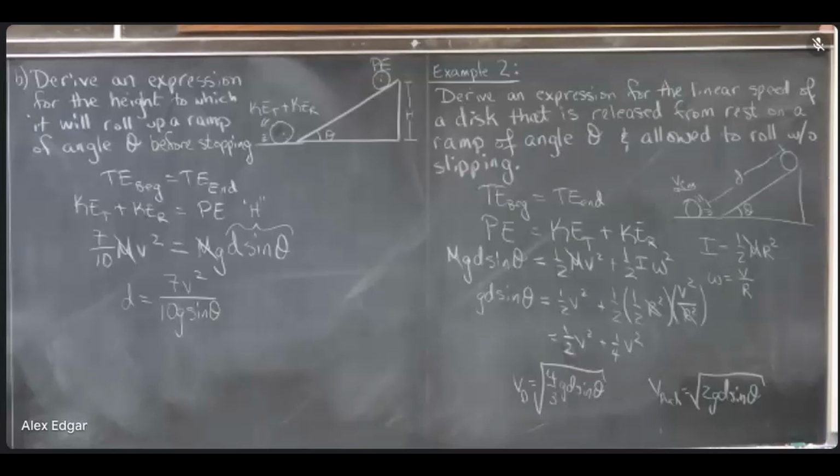So it will look like it's going slower, but that's because some of the energy is hidden inside the fact that it's rotating. And you will see this in lab when you roll a variety of different shapes down a hill.